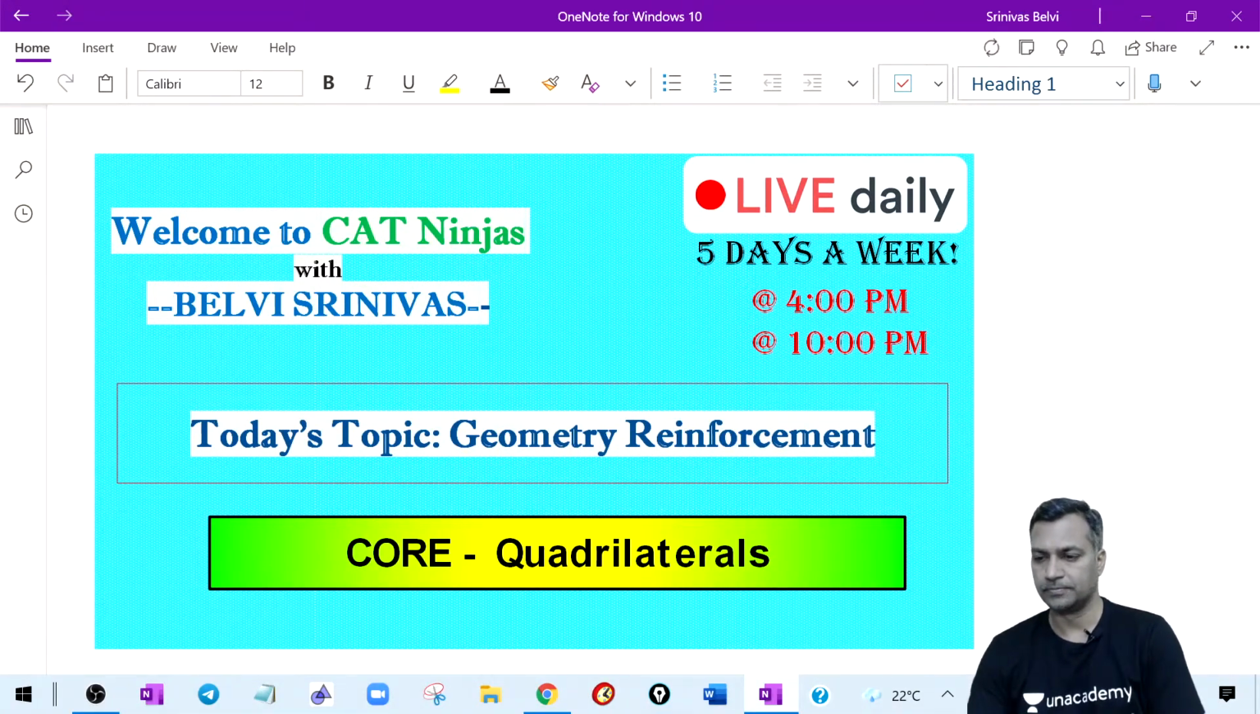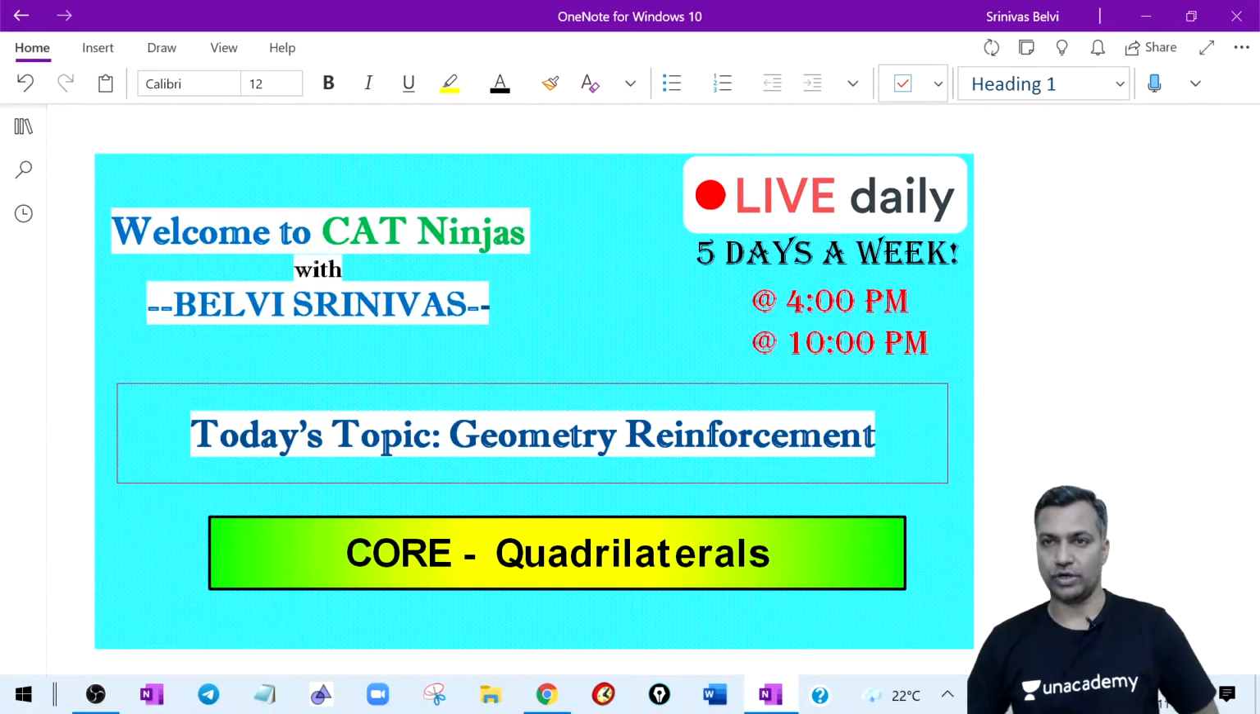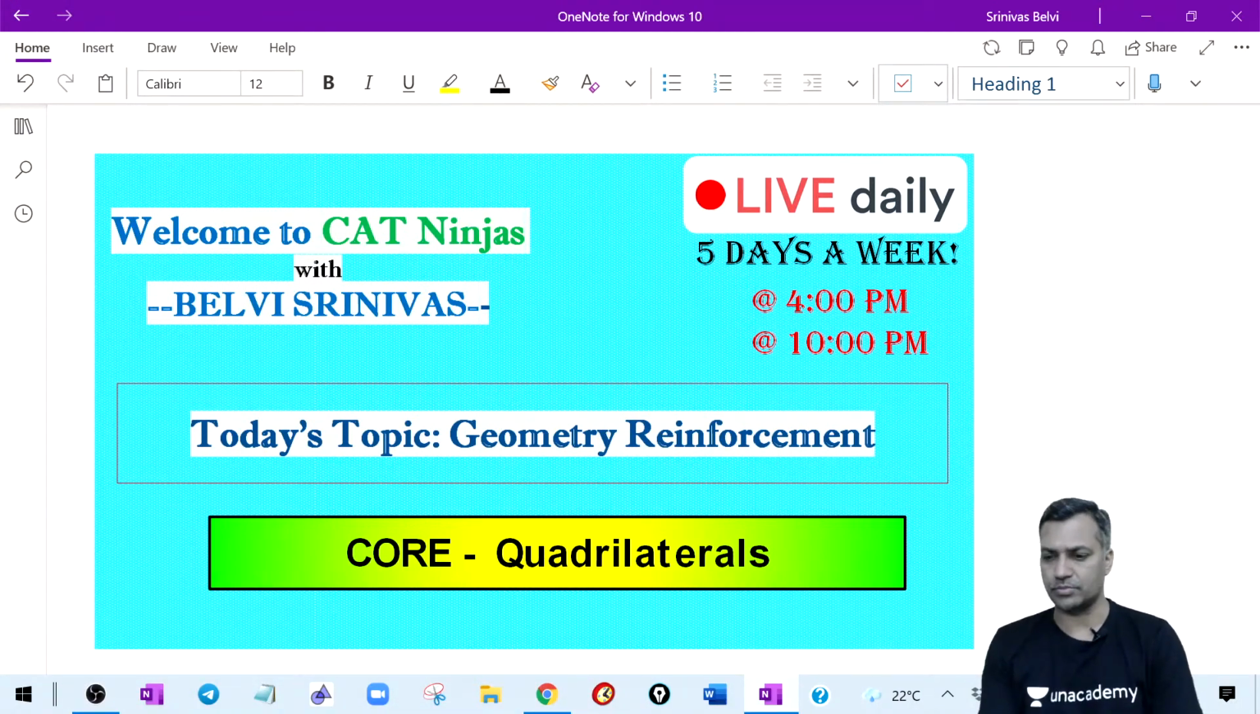So we are continuing our journey with geometry. Today we'll try and see some of the core elements of quadrilaterals. We'll try and spend some time, especially on quadrilaterals today.